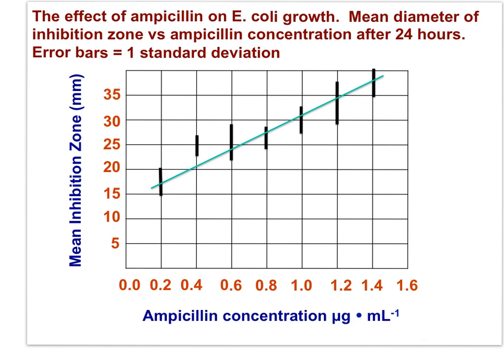This graph displays the effect of different concentrations of ampicillin on the mean zone of inhibition. As the concentration of ampicillin increases, the mean zone of inhibition increases. The zone of inhibition at 0.6 micrograms of ampicillin per milliliter is significantly larger than 0.2 micrograms of ampicillin per milliliter. The zone of inhibition at 1.2 micrograms of ampicillin per milliliter is significantly larger than 0.6 micrograms of ampicillin per milliliter.